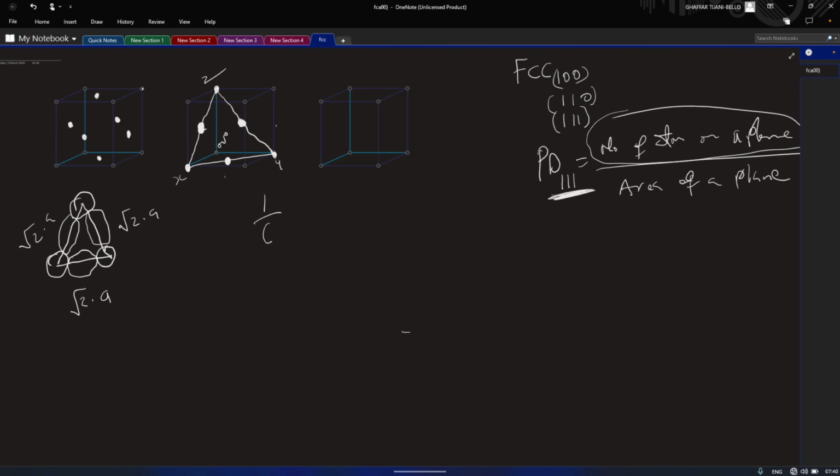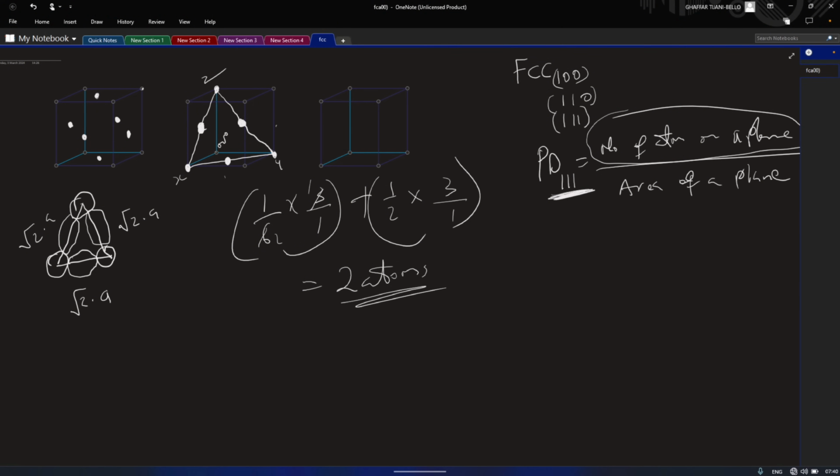So let's erase. To get the number of atoms at each angle, we have 1 over 6 times 3 angles, plus these guys are half, 1 over 2. They are also 3 in number. So 3 times 1 over 6 plus 3 times 1 over 2, which is equal to 2 atoms. You can punch that into your calculator. We have 2 atoms.